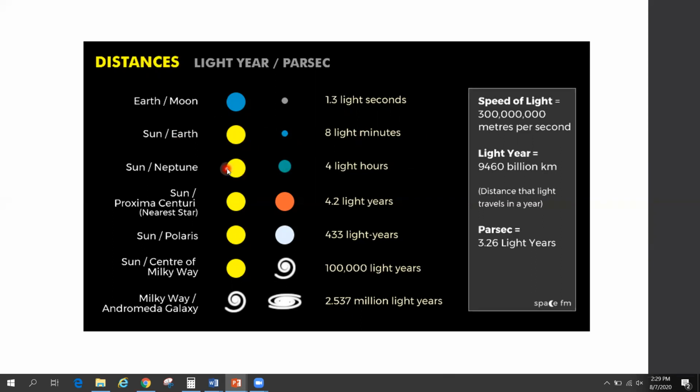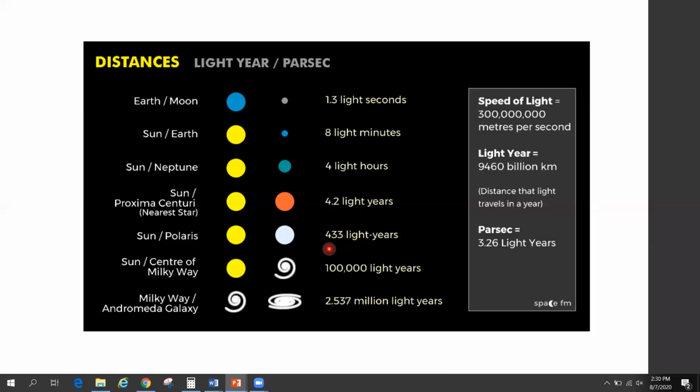Sun to Neptune, that's funny. Anyway, the sun to Neptune, about 4 light hours. So Neptune is quite far. Like I said, I think it's about 30 AU away from the sun. The sun to Proxima Centauri. Now, Proxima Centauri is pretty significant because it's the nearest known star to the sun. And it says here it's about 4.2 light years away. So for the closest star, the light we receive from it moving at light speed takes about 4.2 years to arrive. The sun to Polaris, much farther, it's about 433 light years away.